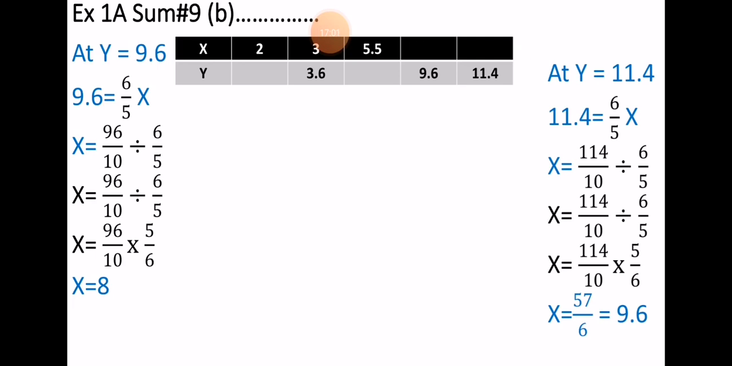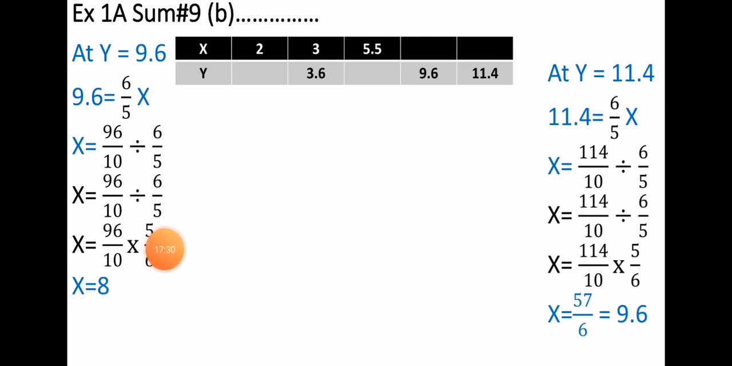Anyhow, next slide. At y is equal to 9.6, substitute the value of y. 9.6 is equal to 6 by 5x, as y is equal to 6 over 5x. So 9.6 can be written, after removing the decimal, as 96 over 10. As 6 over 5 is being multiplied, it will be divided on the other hand side, 96 over 10 divided by 6 over 5. So the division sign can be converted into multiplication sign, and by cutting and simplifying, the value is 8.